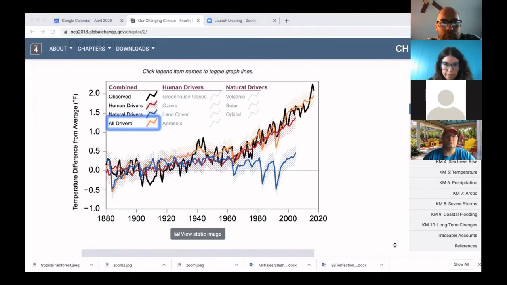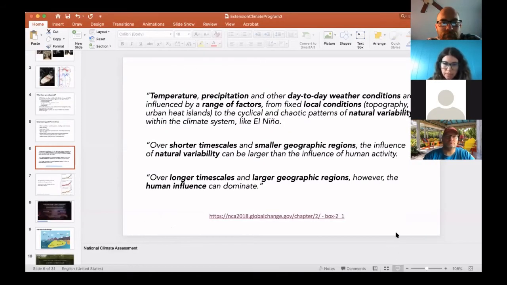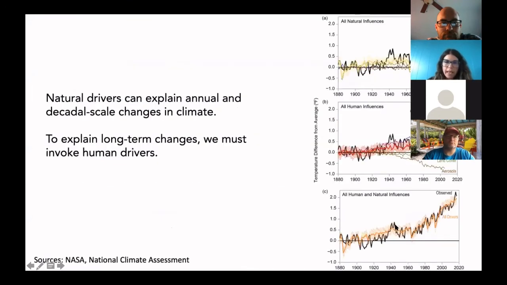Hopefully this works. All right, so here we are. And this is a summary figure that kind of shows all of that. So you can see all natural influences, all human influences, and then all of them together. So we can really see, to explain long-term changes, we must invoke the human drivers.